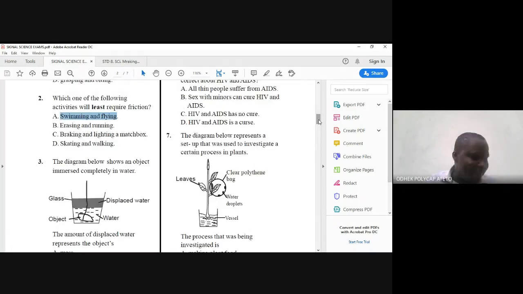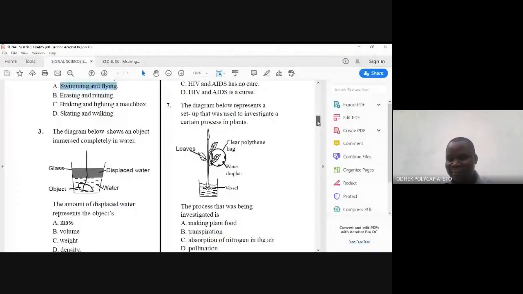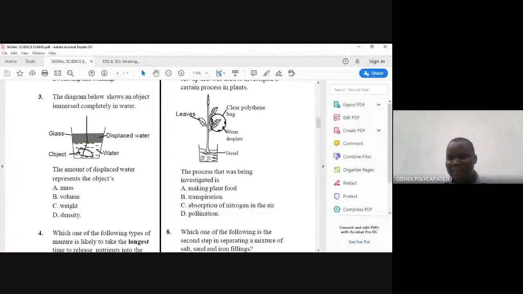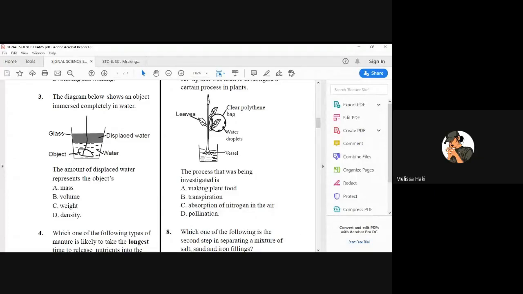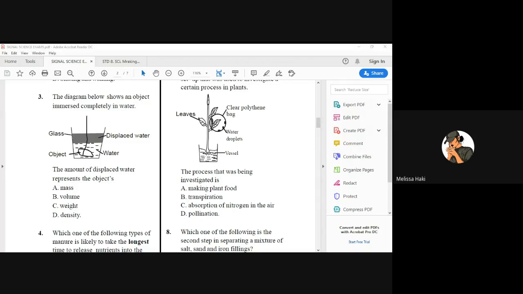Let's continue to number 3. So number 3 is for Melissa Wambui and Melissa Moyaki. Melissa Moyaki, pick that. The diagram below shows an object immersed completely in water. We have a glass, the object, water, and displaced water. The amount of displaced water represents the.